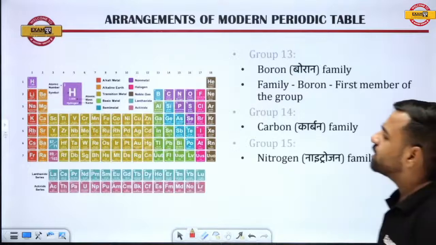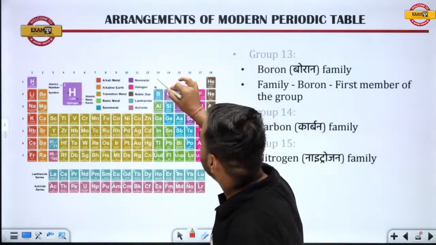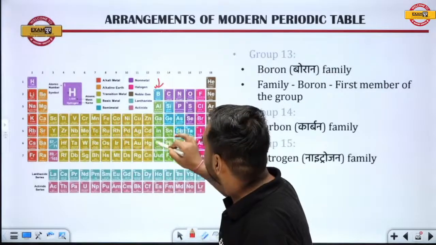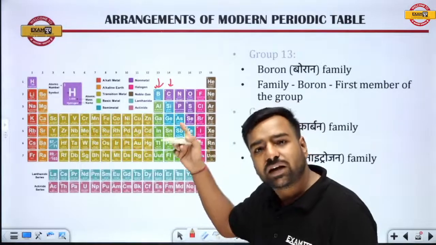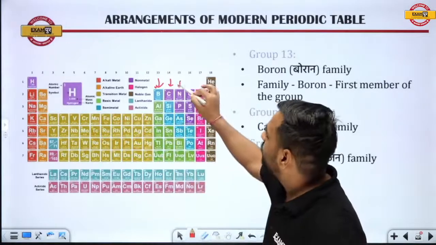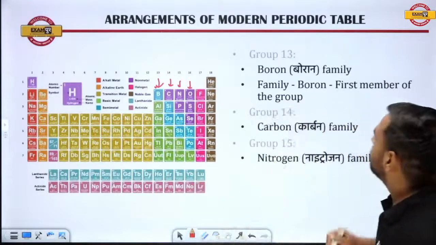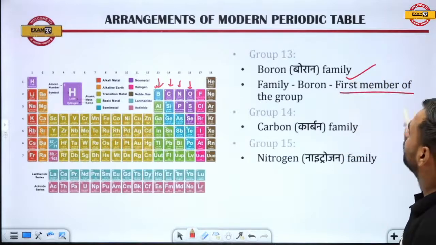Now if I talk about group 13, this is the boron family. Why is it so? Because the first element present in this particular group is boron. That's why it is known as the boron family. If I go with the 14th, carbon is the first element, so it is known as the carbon family. Then nitrogen family, oxygen family, and so on. So yes, let's have a look one by one. When I talk about group 13, it is known as the boron family, since boron is the first member of the group.